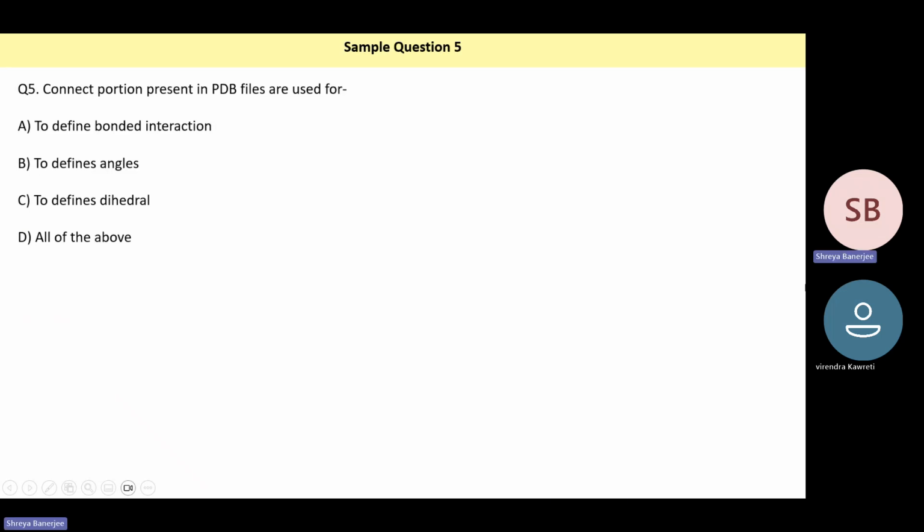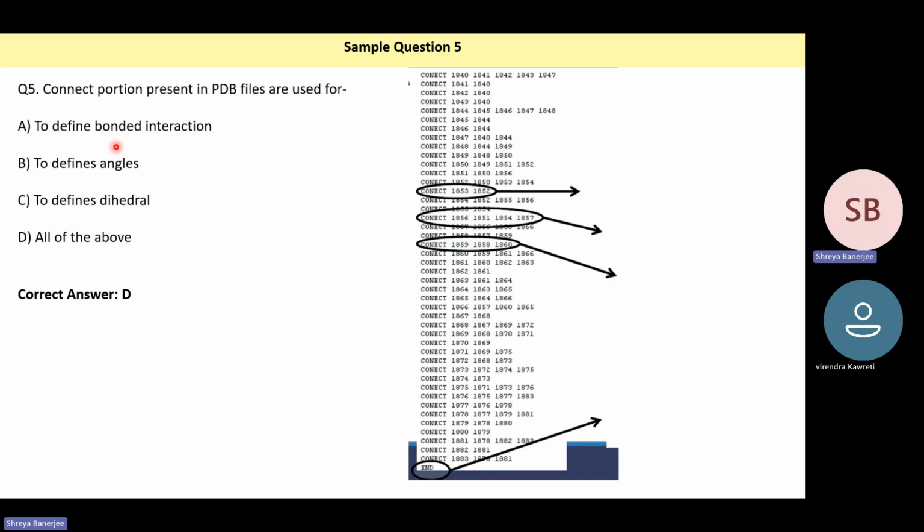The next question is asking, in a PDB file, there was a term called connect. And what does it define? What does this term connect define? So what it defines is all of the above. After connect, if there are 2 terms, it defines a bonded interaction. So atom number 1853 and 1852 have a bond between them.